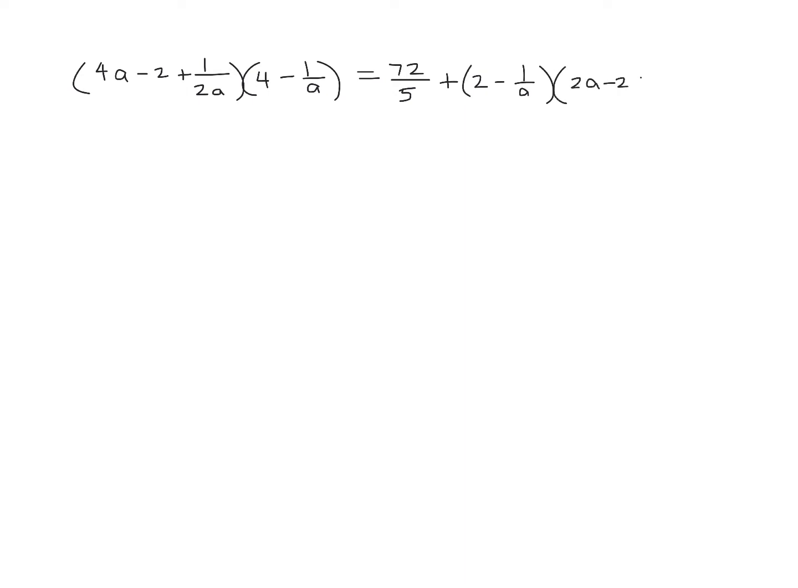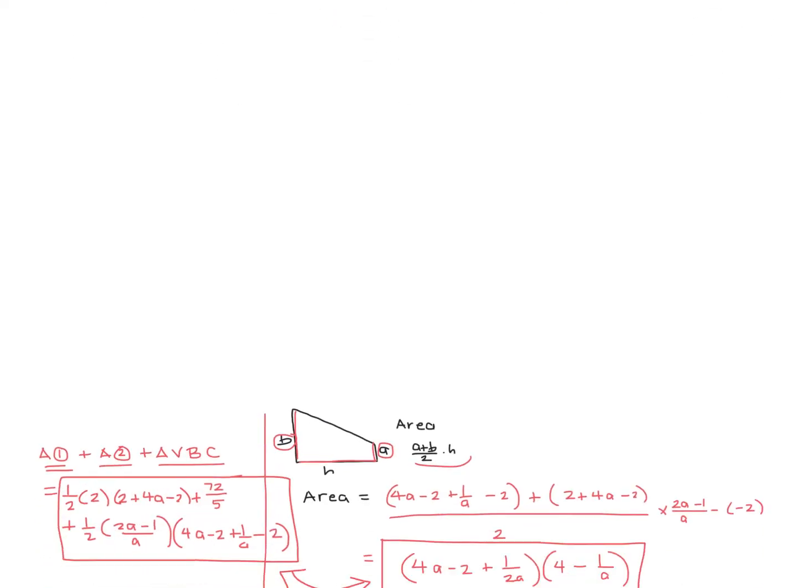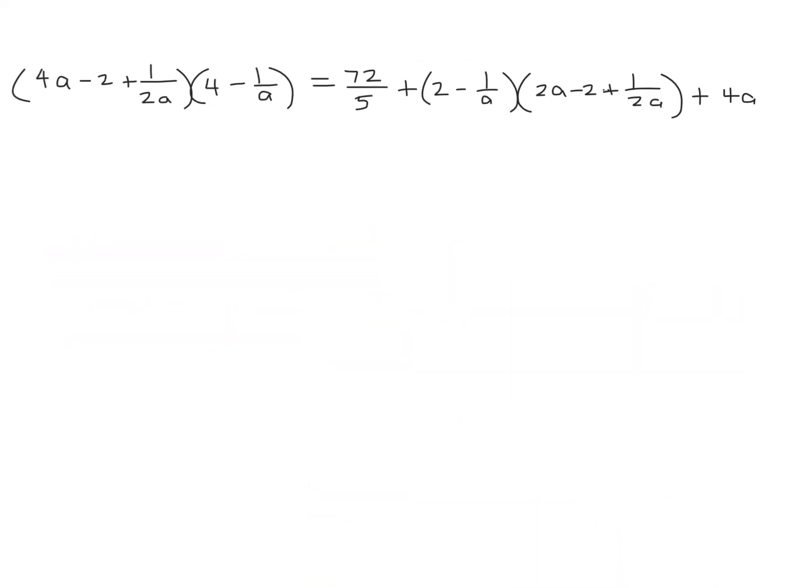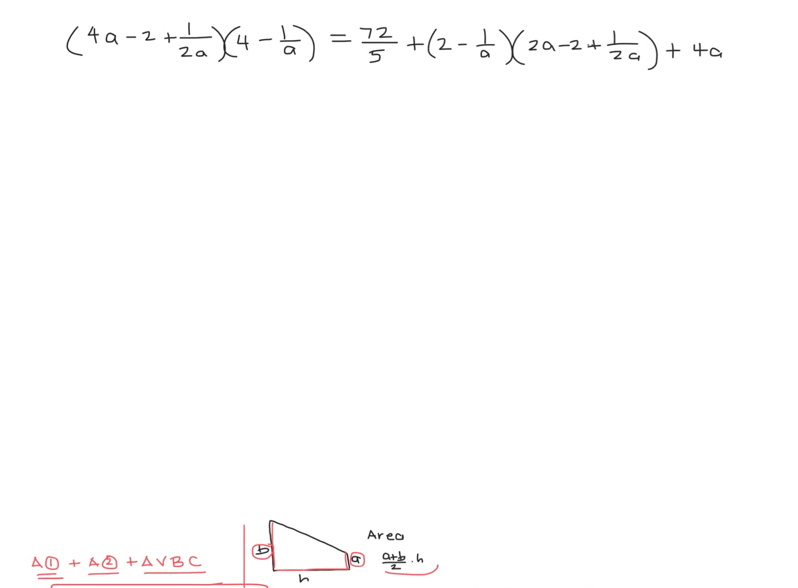2a minus 2 plus 1 over 2a and plus 4a. Okay, so basically I set this equal to this and simplify just a little bit. So that's all I've done. Okay, here we go. Well, I mean, really, I should let you simplify it, right? I mean, do you really want to listen to me simplify it? Not really. But if you do simplify it, you're going to get a cube. So because it's a little complicated, I'm going to do it for you.